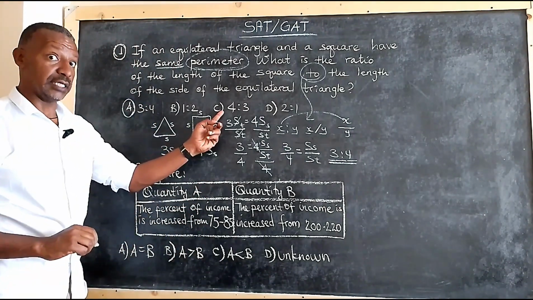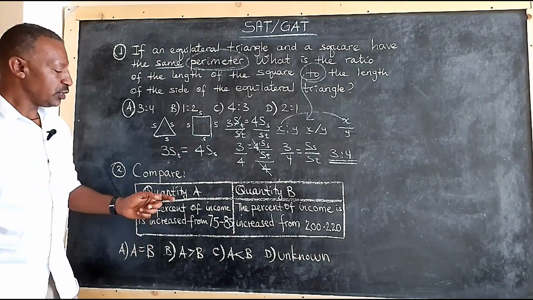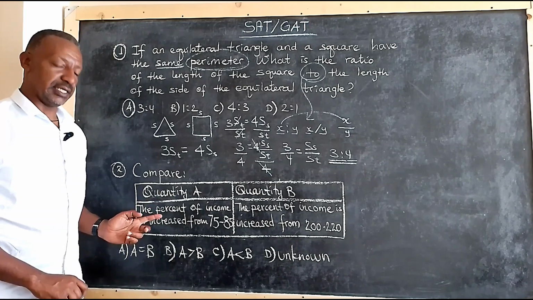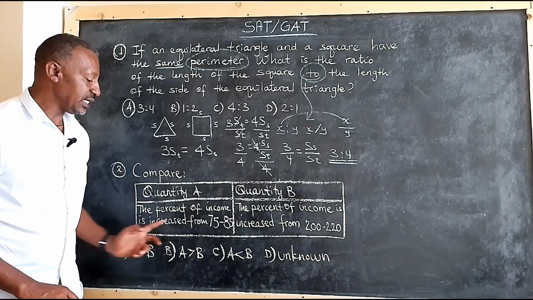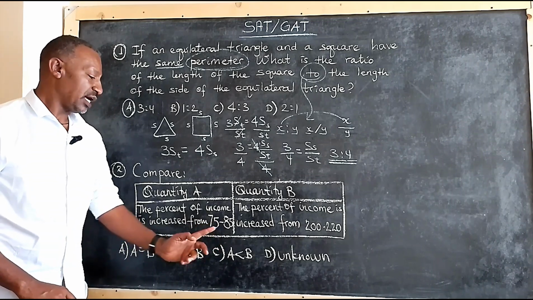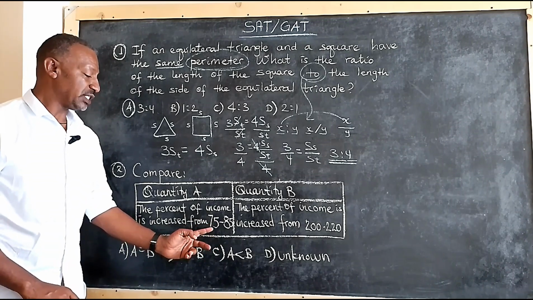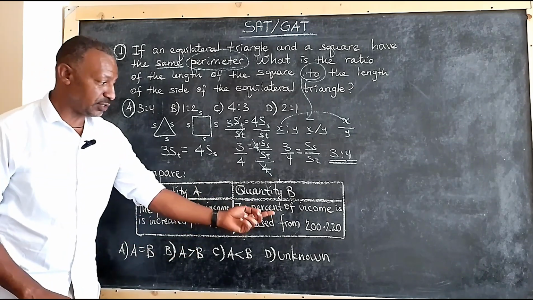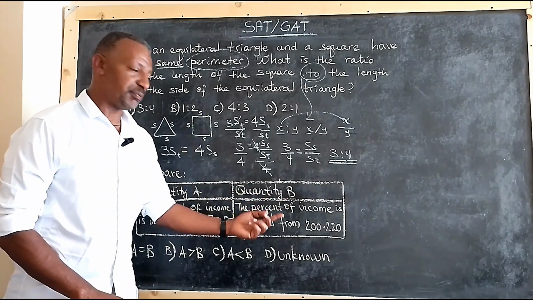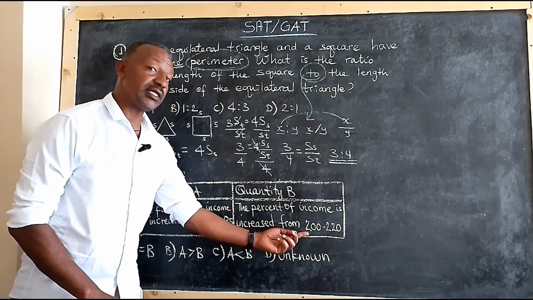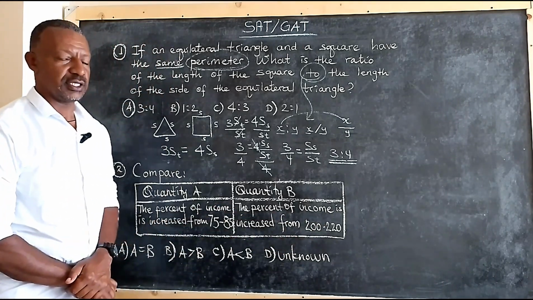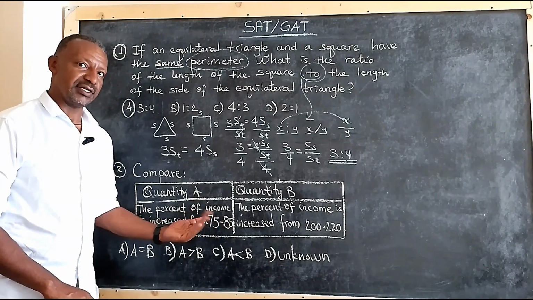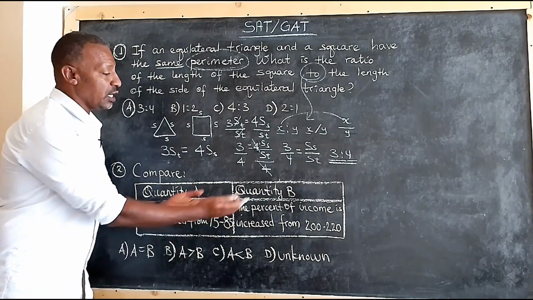The correct answer is A, not C. Number 2. We are going to compare the 2 quantities given in this table. As you can see, the table is very clear. The income increased from 75 to 85. Assume that the person got $75 and then increased to $85. And the other person, in quantity B, increased from $200 to $220. The question is, which increase is greater in percentage? Is it this category or this category?